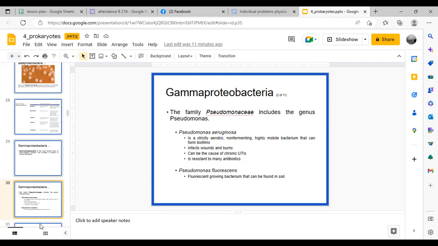It is one of the causes of UTIs, and it is resistant to many antibiotics. Okay, so it may infect wounds or burns. Another species, P. fluorescens. So these are fluorescent growing bacteria that can be found in soil.